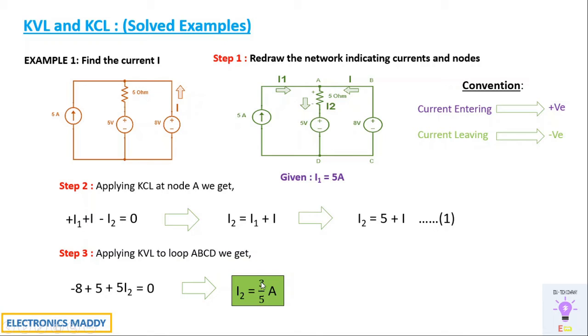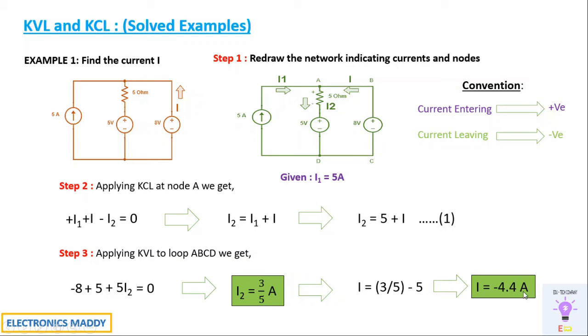We will be getting I2 is equal to 3 by 5 amps. Since we know I2 and we know I1, now by using equation 1 we can find the value of I directly. So what I've done is I is taken as 3 by 5 minus 5. Substituting and rearranging this equation, you'll be arriving at this point, and you can find the value of I from this. So I is equal to minus 4.4 amps.